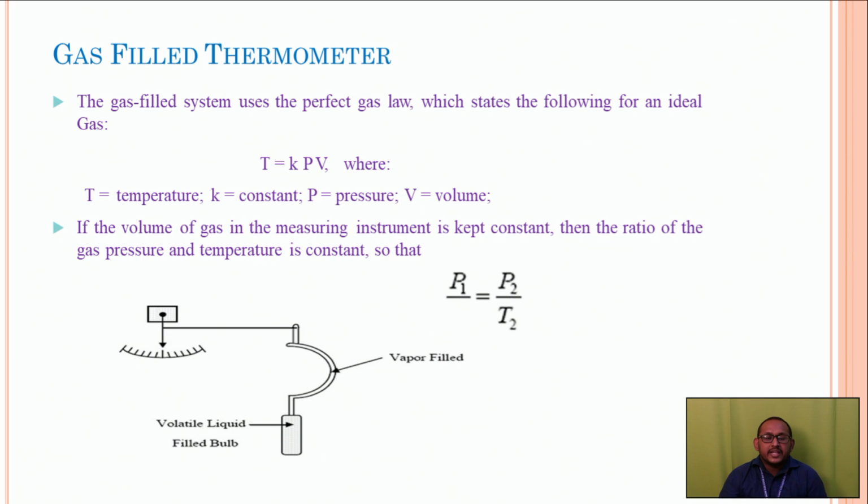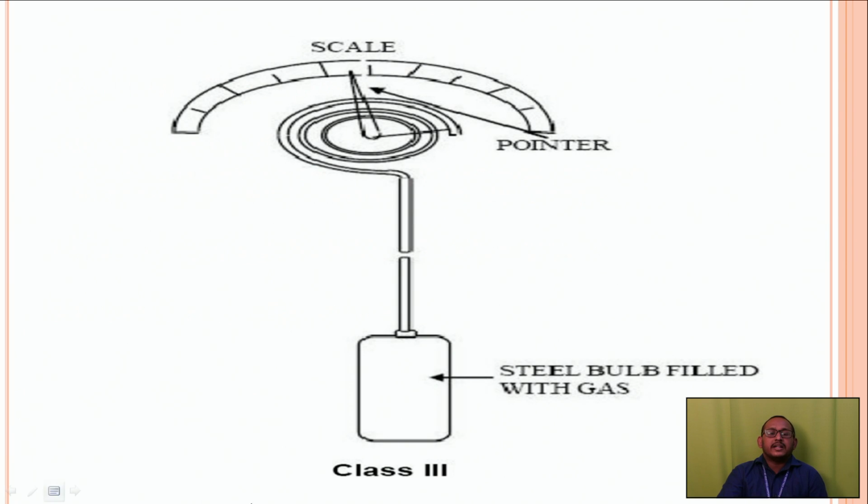And this is the diagram of the gas filled thermometer. I will show you the diagram. Here the steel bulb is filled with gas. When it is subjected to the temperature source, the gas inside the bulb expands, and the bulb is attached to the capillary tube. After that, the capillary tube is connected to the Bourdon tube here.